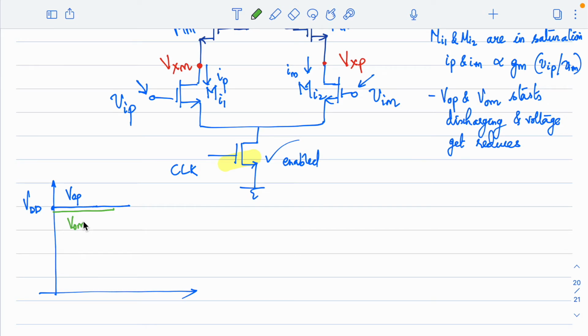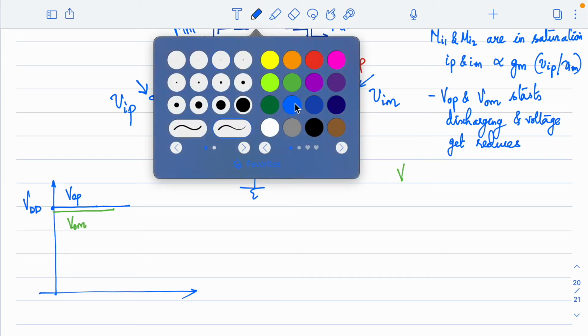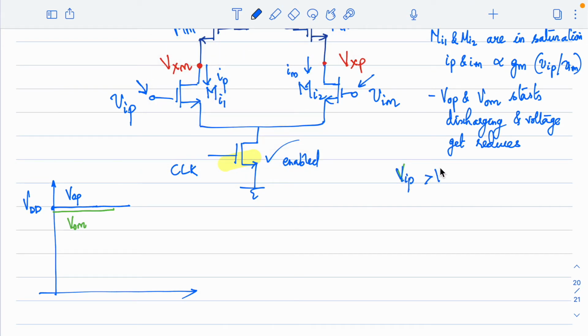Now, can you tell me, say for example, we'll consider your input voltage VIP greater than VIM. In this condition, naturally we expect that IP will be greater than IM, right? When the voltage on this side is higher than this side, IP will be more than IM. As a result, the current IP flowing will be more than the IM current, so the nodes on the left side will discharge at a faster rate than the nodes on the right side, right? Can I write that here? Are you guys with me?